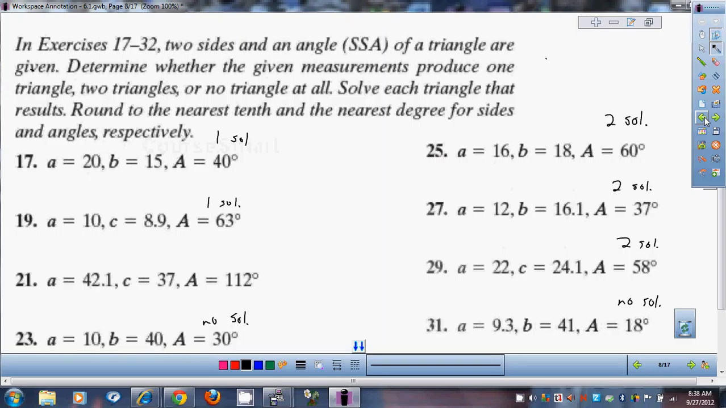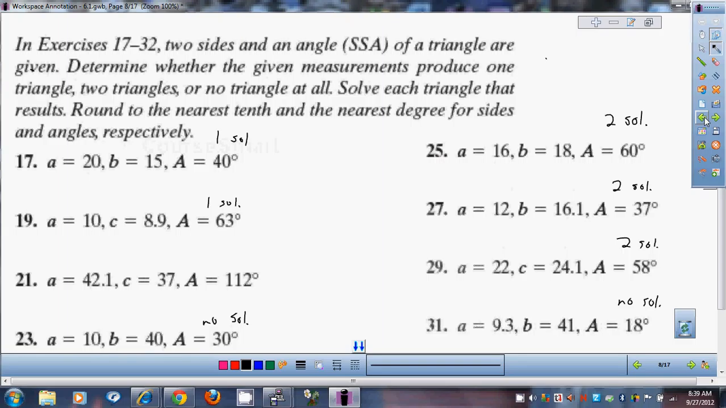If it's obtuse, let's think about this for a second. If the angle they give us is obtuse, what must the side opposite that angle be compared to the other side? It has to be the biggest side. The whole law of sines is built around the concept that the bigger the angle, the bigger the side. Is it possible to have 2 obtuse angles in a triangle? No, that would be in excess of 180 degrees.